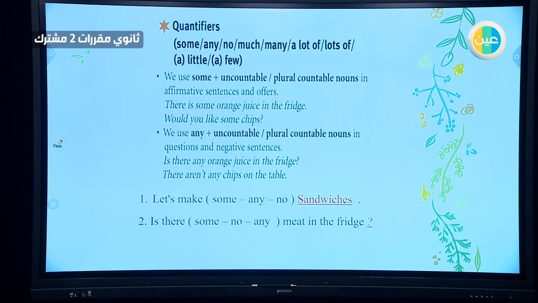So you use some. Any is used with uncountable also, like rice, for example, milk, and it's used with countable plural nouns. But you have to use it with negatives, and it has to be used with questions. I have two examples for you here. The first one, as I said, is countable and plural, so you're going to say some. Here, because it's a question and I put the question mark in red, it means it's a question. When it's a question, you're going to use any. Is there any meat? Okay.